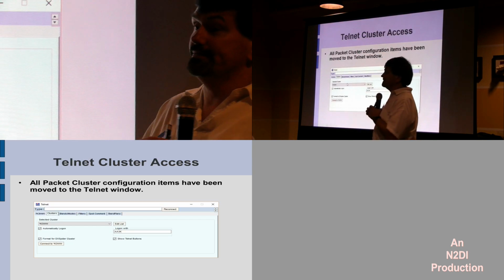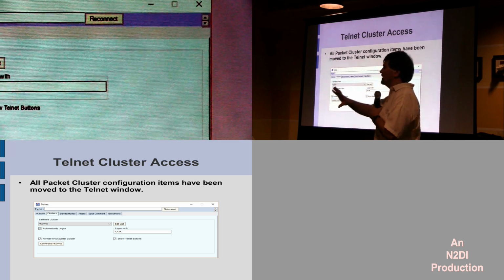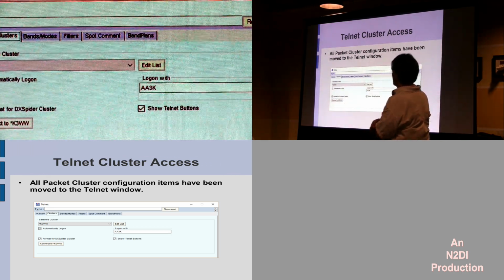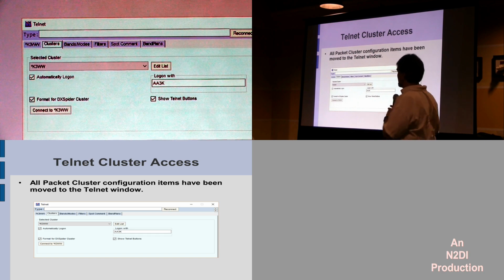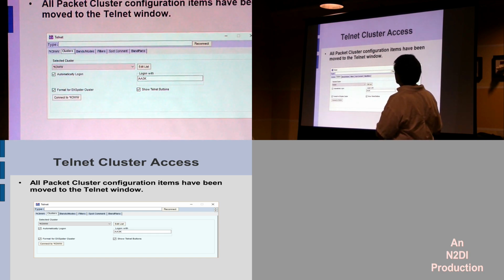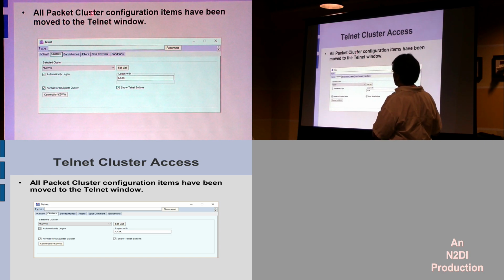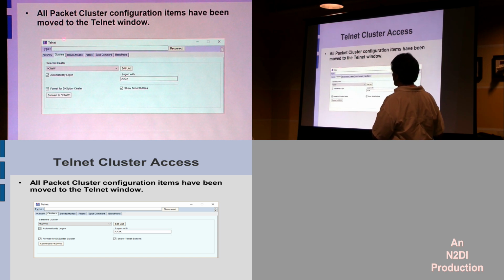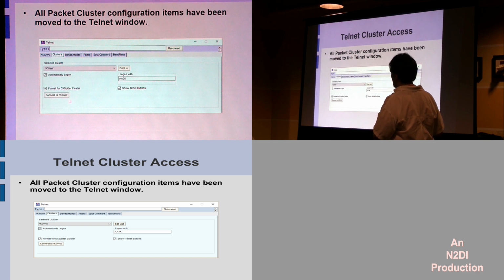Okay, Telnet cluster access. And again, I'm going to show you N1MM. I'm not sure how to flip back and forth between these two things and make the presentation a little hectic if I start doing that. All the packet cluster with DX spotting network configuration had to move to this Telnet window. It used to be just showing you the data that was coming through, but now they made another tab mode for things, and they put it here.